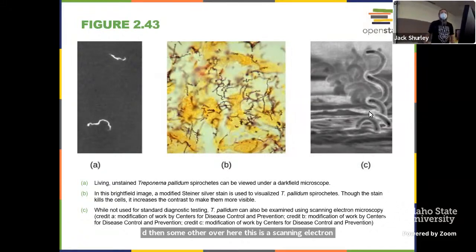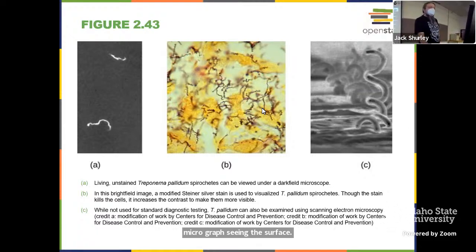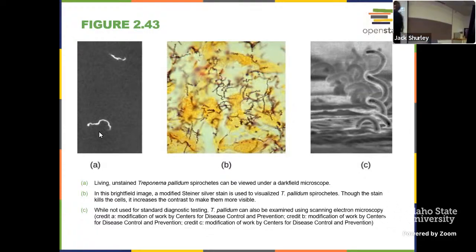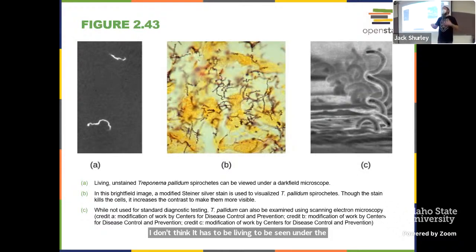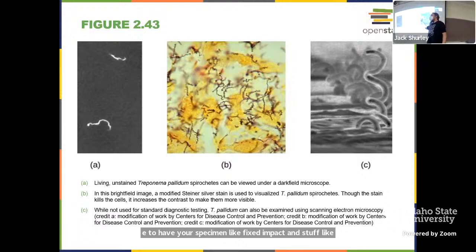Yes, sir. For A, it says living Treponema pallidum. Does that have to be living to be seen under a dark field microscope? I don't think it has to be living to be seen under the dark field, but with the dark field, you don't have to have your specimen fixed and prepped and stuff like that. So you could visualize living stuff. And in this instance, although we've got it captured, if it was a living specimen, you'd see them moving.